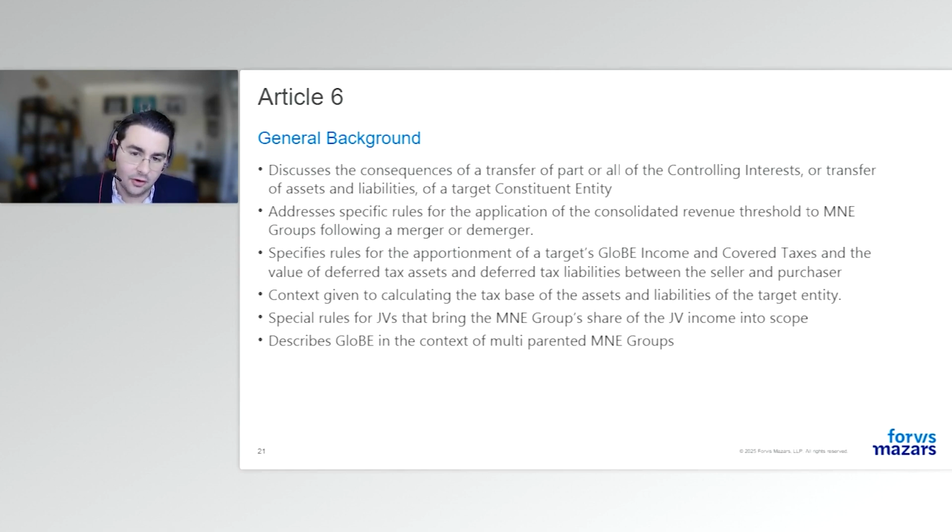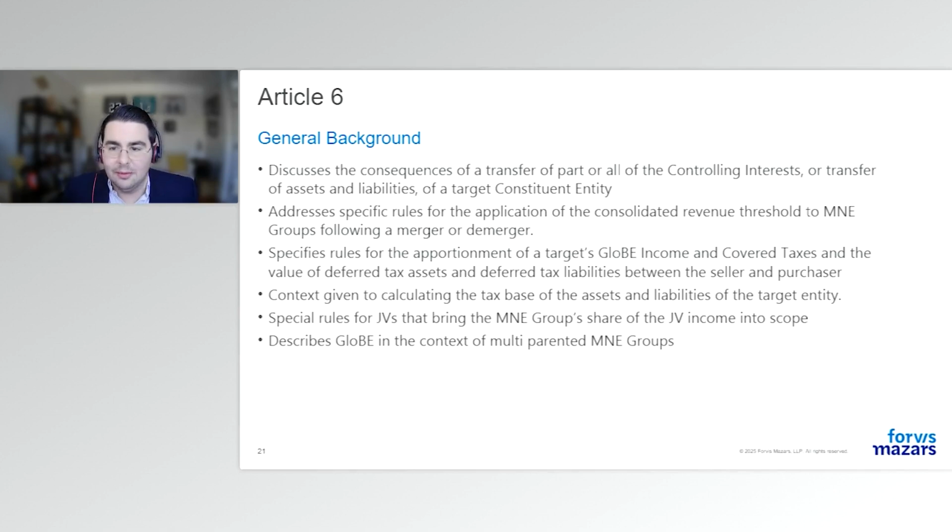That under Article 6.1, which we'll talk about here in a second, also provides rules for how you apportion GLoBE income and covered taxes between a seller and a purchaser. There are again rules on JV groups and how those are treated, and quite a bit on the multi-parented M&E. There's how you treat GLoBE income in the context of a multi-parented M&E group, and I think in our prior session we also covered that.